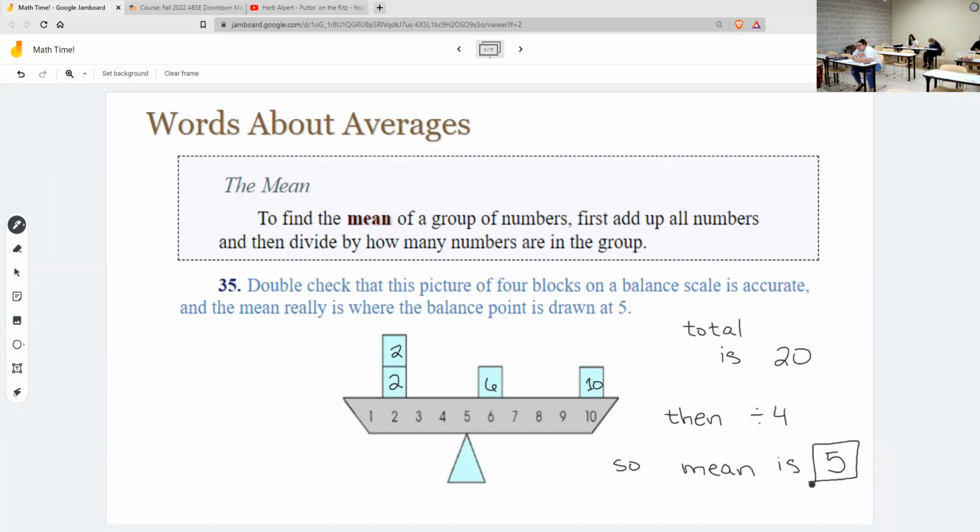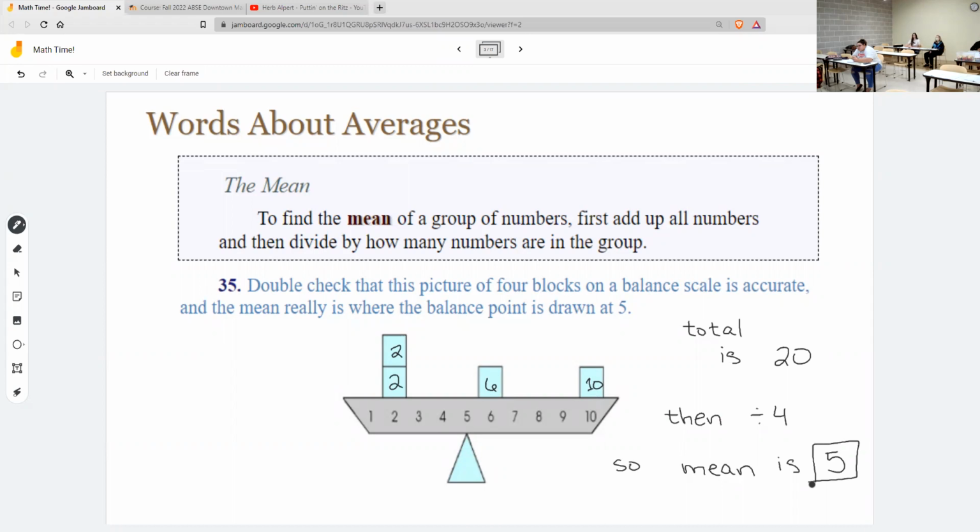And you can see that if you put these on the balance scale, 5 is about where it would balance. Our brains are actually very good at this. If you make a histogram out of things, the balance point that you visually see is usually very close to what the mean would be if you actually did the adding up and divide by how many.